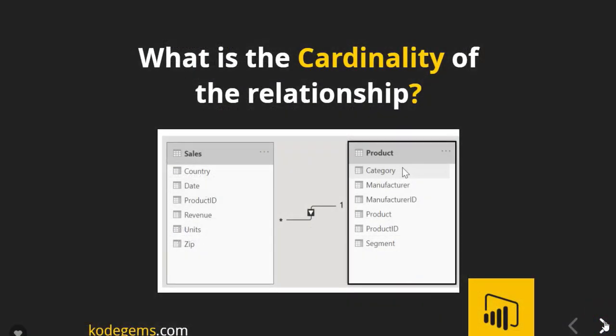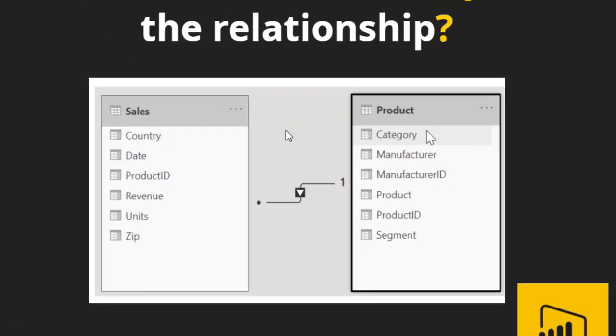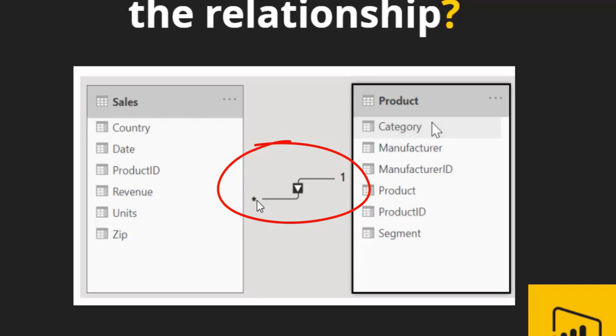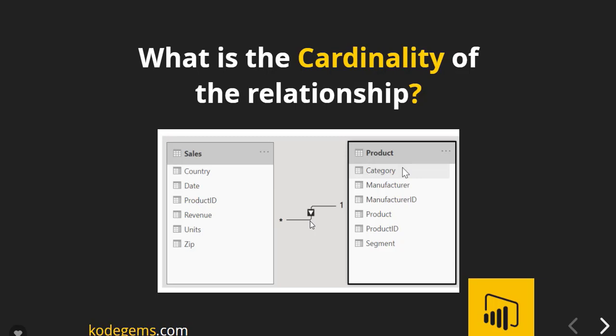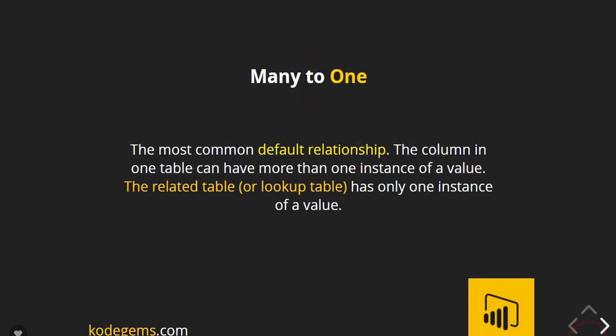Let's discuss the concept of cardinality of the relationship. When you create a relationship between two tables, you get two values, which can be one or many, on the two ends of a relationship between two tables. So it is called the cardinality of the relationship. Your options for cardinality are explained in the following slides, like many to one, the most common default relationship. The column in one table can have more than one instance of a value. The related table or lookup table has only one instance of a value.